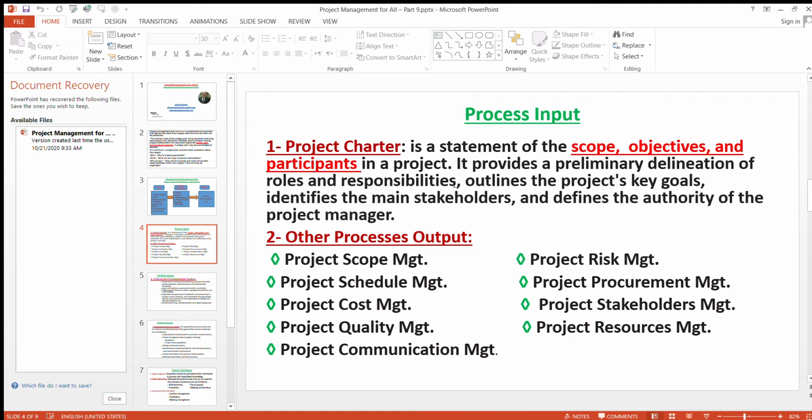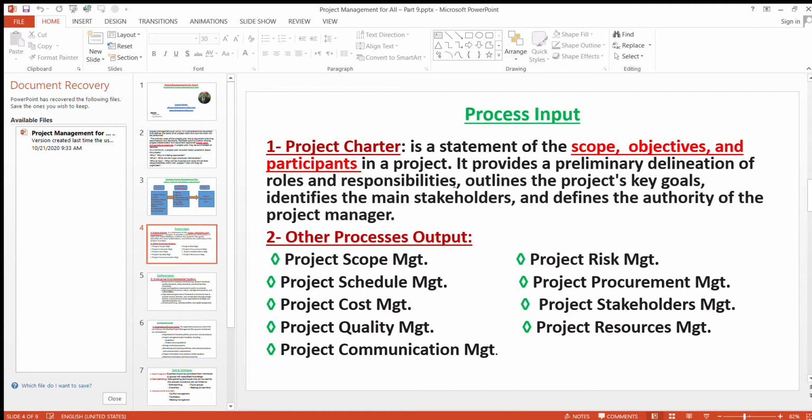And I think we mentioned this in one of the first two presentations. The project charter is a statement of the scope, objectives, and participants in the project. So it's a general document. It provides a preliminary delineation of roles and responsibilities, outlines the project's key goals, identifies the main stakeholders, and defines the authority of the project manager. So it is a general document to define the scope, objectives, and what are the participants in this project.